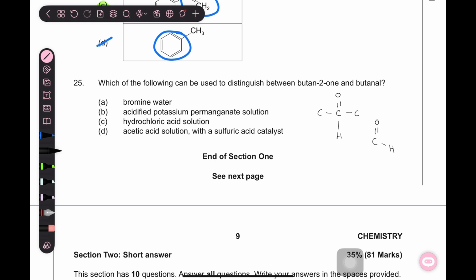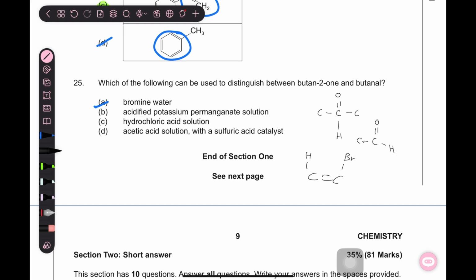Okay, so now we're going to look at some tests. So the bromine water test, so it's a halogen, but this requires a carbon-carbon double bond like this, so that the bromine can be added in and cause a color change. So we know that because there's no double bond between the carbons in this case, there's not going to be a color change. So we know it's not the bromine water test.